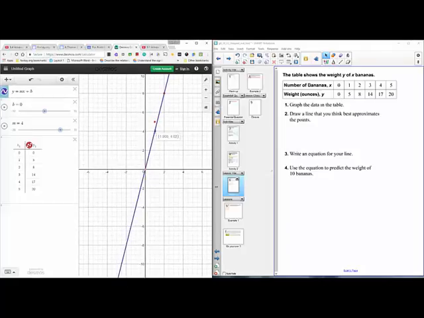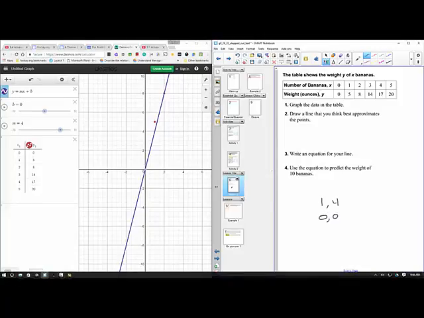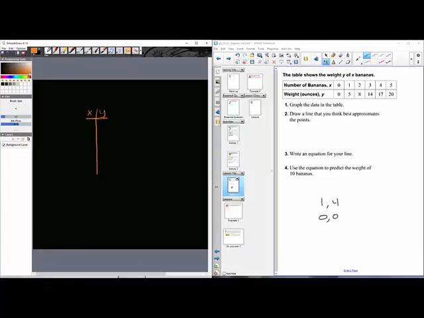So one point is 1 and 4. That looks like it's on my new line, right? So I'm going to write down 1 and 4. And the other point, if I look here, looks like 1.5 and 6. Any other points? 0, 0. That works out well. So if I do 0, 0, now I'm going to plug this into my table. And I have my 1, 4 and 0, 0.